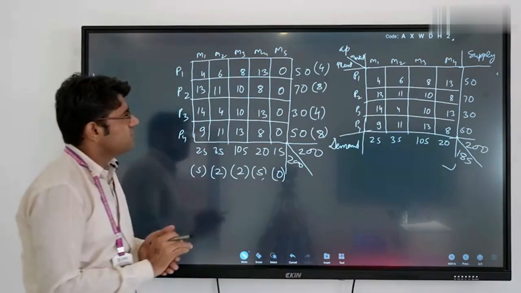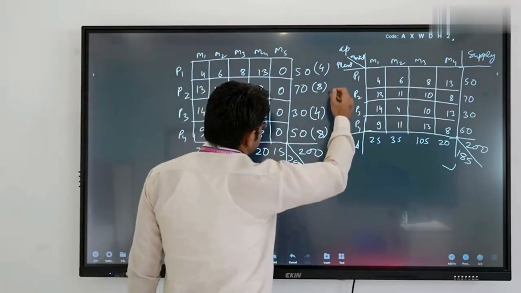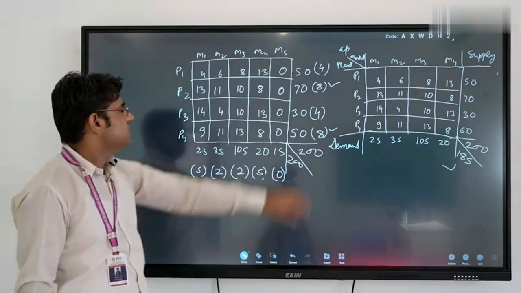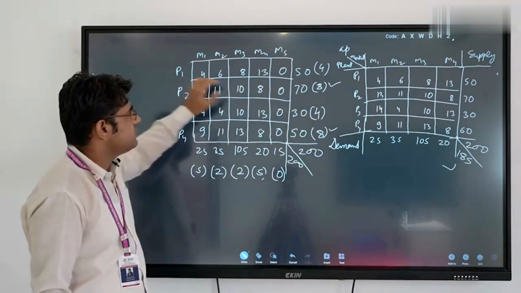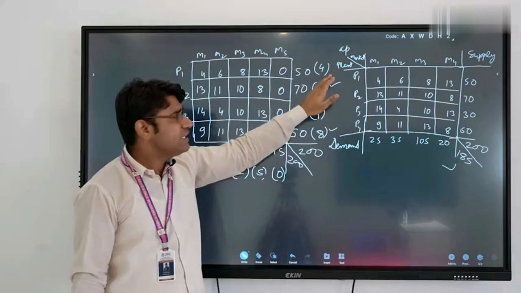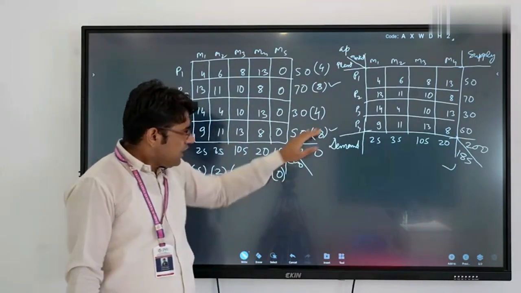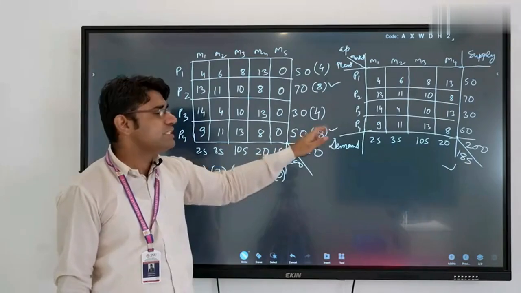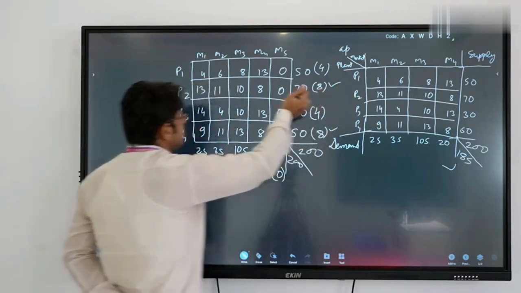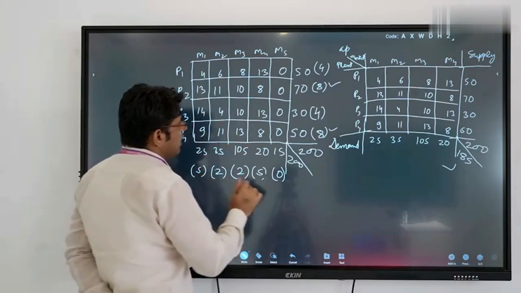Now we check the highest penalty. So here the highest penalty is 8, but 8 appears in two places. So there are two options. First we choose this 8 and allocate, and in the other case we choose the other 8 and allocate. So we are choosing this 8, and in this row the smallest cost entry cell is 0, so now allocate here.